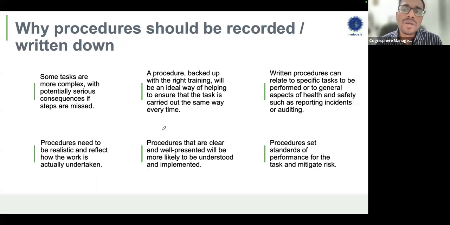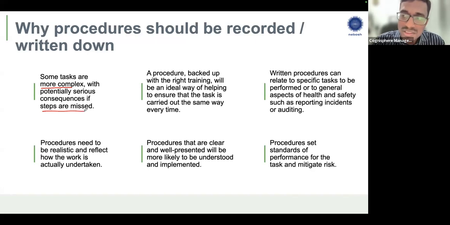So why should procedures be recorded or written down? These procedures, like your risk assessments, must be documented. Why? Some tasks are complex. If a procedure requires you to follow the instructions in order, and it is a very complex task, even if you miss one of the instructions or one of the steps, it can lead to chaos. So it is important that the procedures are documented, and people have clarity when they're doing the task, with potential serious consequences if steps are missed.